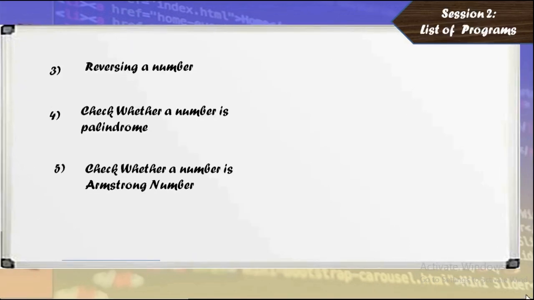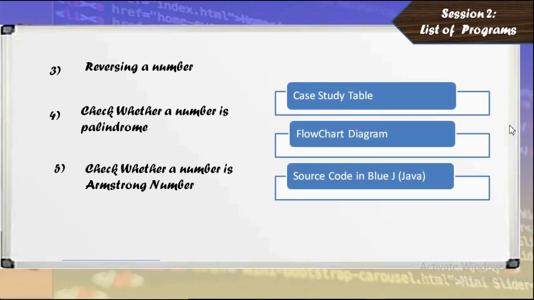In this master class video in session 2, I will discuss 3 programs. Number 1, reversing a number. Number 2, check whether a number is palindrome. Number 3, check whether a number is Armstrong number. The methodology of my discussion is case study table, flowchart diagram, source code using BlueJ.